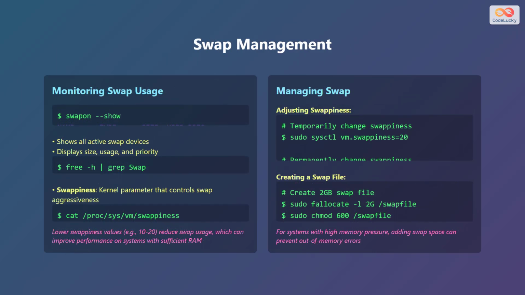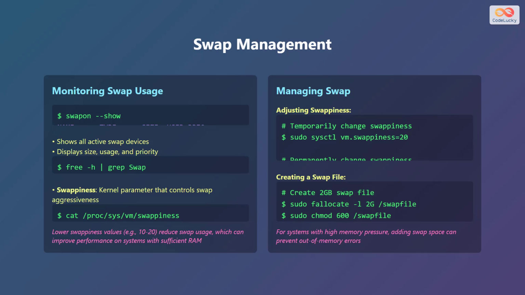Let's move on to swap management. We can monitor swap usage using the command swapon --show. This command shows all active swap devices, displaying their size, usage, and priority. Also, you can use the free -h | grep -i swap command to see the total swap space, how much is used and how much is free. Now let's discuss swappiness.